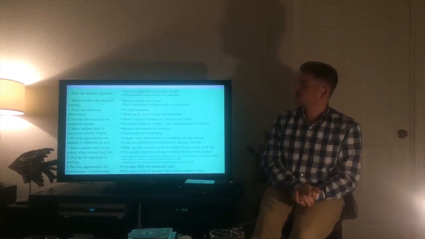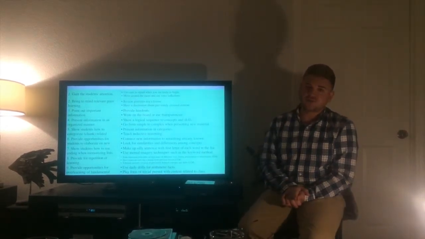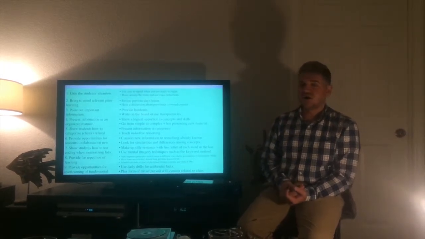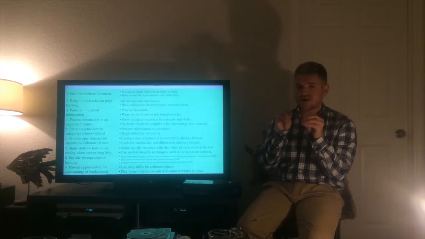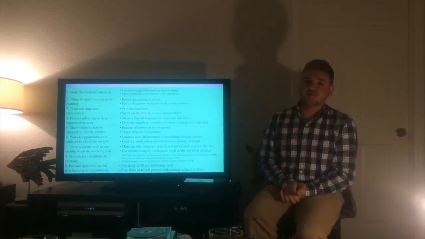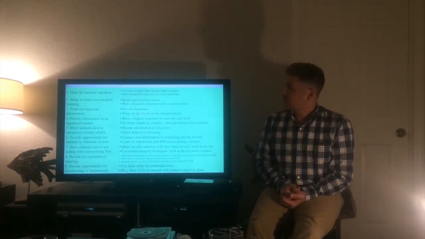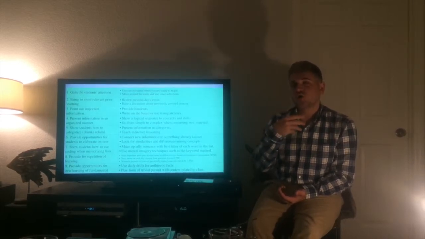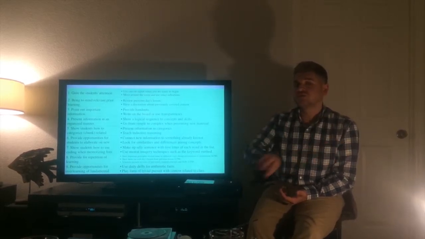The next one we want to do is point out the important information. So we want to do this by providing handouts to the students to draw their attention to what is needed, what they're needed to know. This kind of gives you that repetition to help encode that sensory memory into the short-term memory.